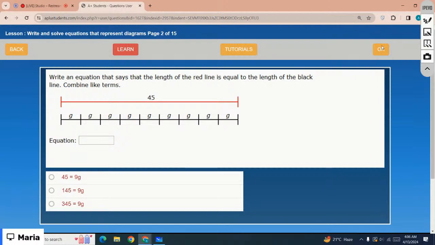The correct option is the red line is equal to 45, right? And then see how many portions. One, 2, 3, 4, 5, 6, 7, 8, 9. So 45 is equal to 9g. The correct option is option number 1. 45 is equal to 9g.